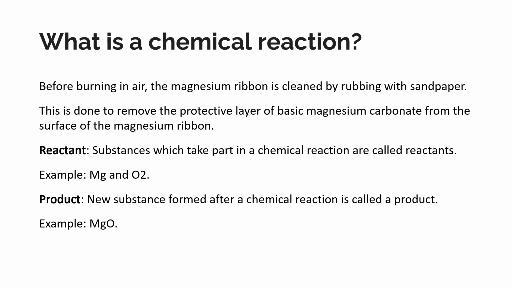Reactant. Substances which take part in a chemical reaction are called reactants. Example, magnesium, that is Mg, and O2, that is oxygen. Product. A new substance formed after a chemical reaction is called a product. For example, MgO, that is magnesium oxide.